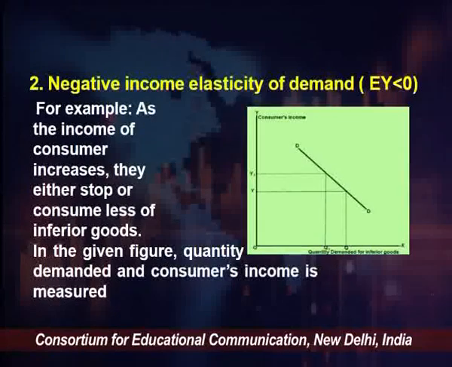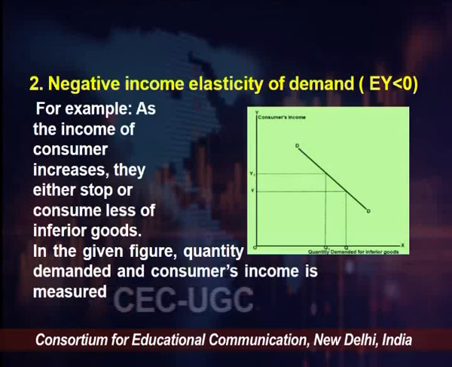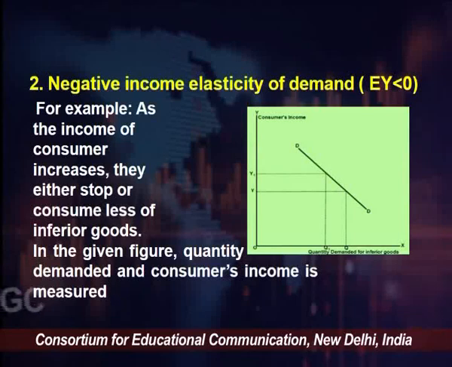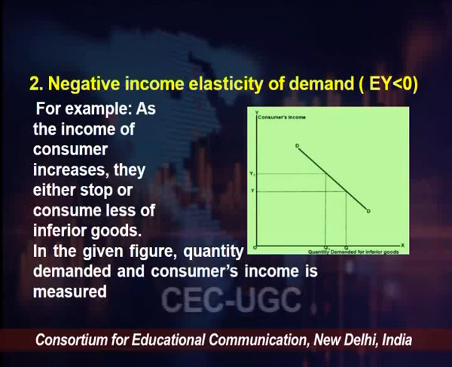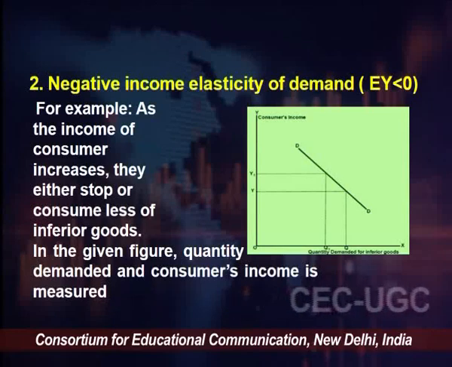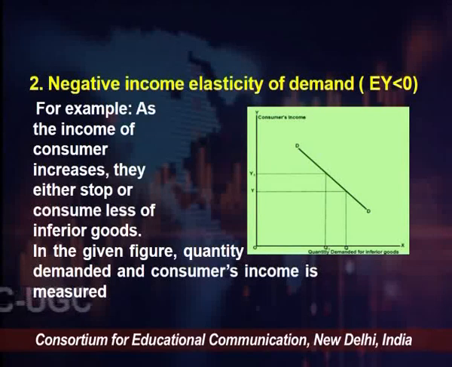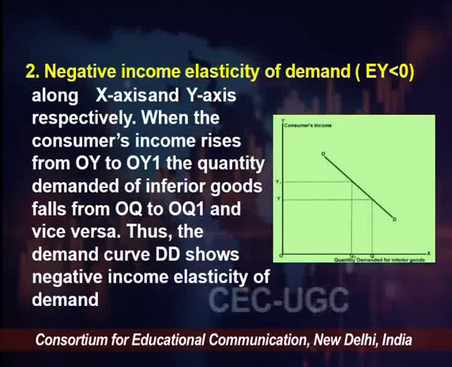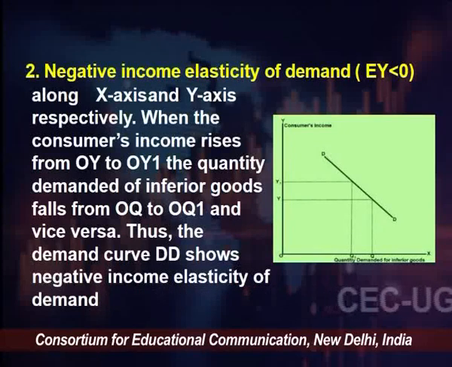Now for example, as income of a consumer increases, they either stop or consume less, and this is possible only in case of inferior goods. Why do we buy inferior goods? Just because we cannot afford to purchase the superior goods. So once income increases, your demand for inferior goods goes down and demand for superior goods increases. So in that case, income elasticity of demand for inferior goods will be negative.